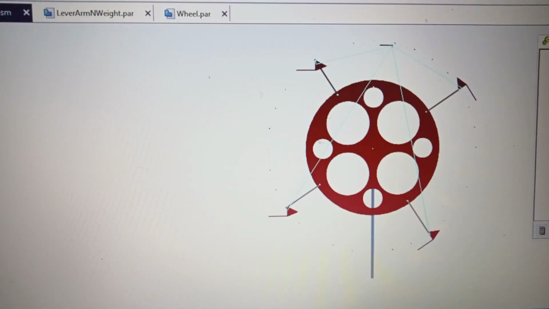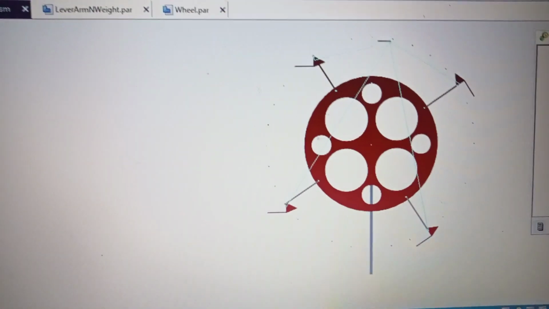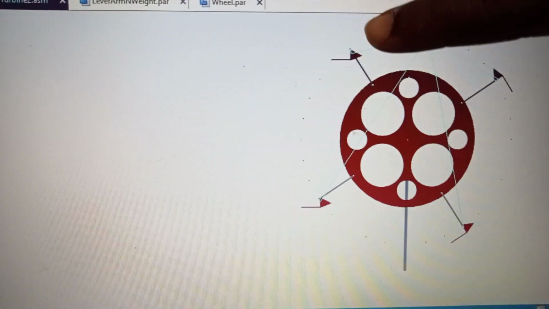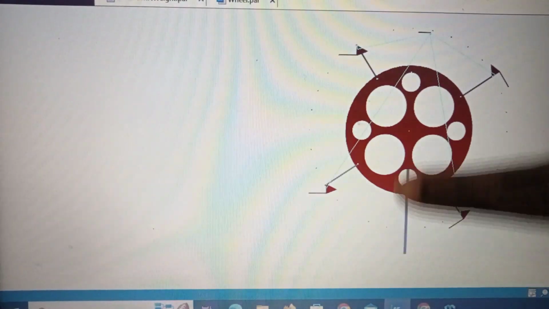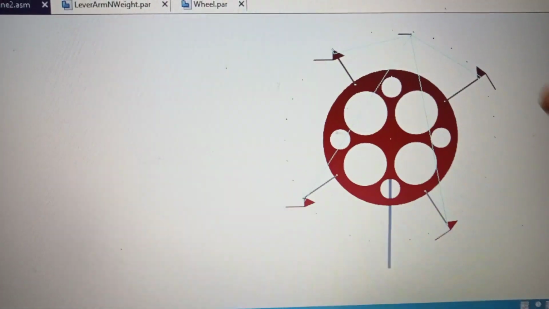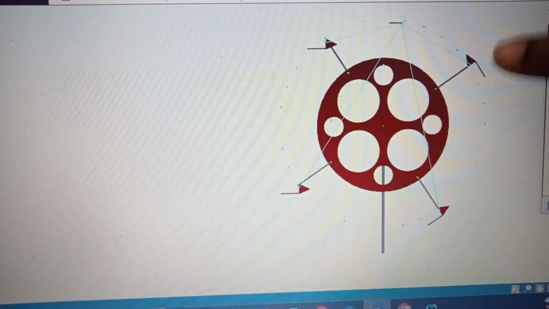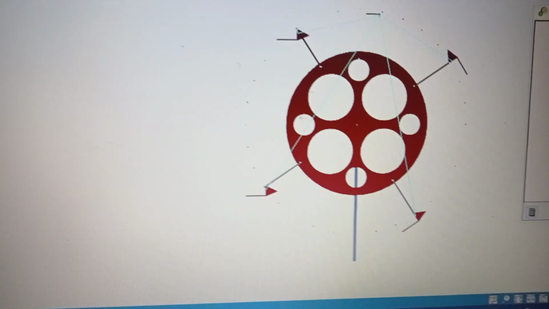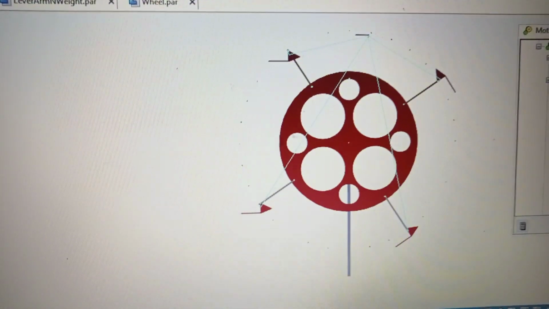The wheel is going to rotate clockwise as expected, and the two lever arms on the left-hand side are going to be lifted so that they are extended like this one on the right-hand side. So you would expect the wheel to continue rotating continuously.